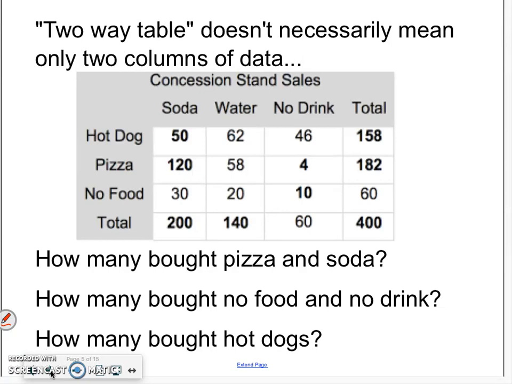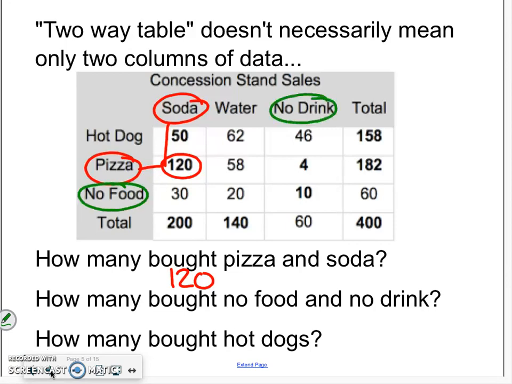So, how many bought pizza and soda? We're looking at the number for pizza and soda. We draw our lines, figure out where they intersect. We have 120 people bought pizza and soda. Next, how many bought no food and no drink? So we're looking at no food and no drink. We draw our lines, see where they intersect. We're looking at 10. So there were 10 people that bought no food and no drink.